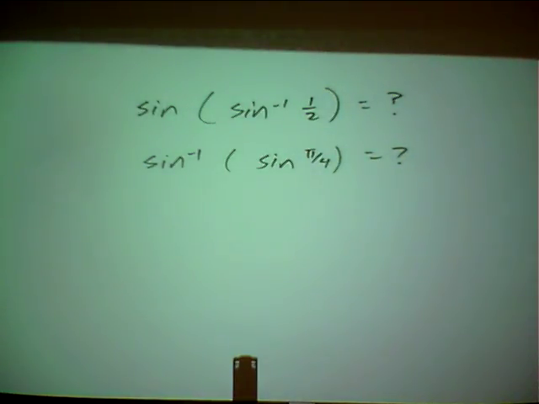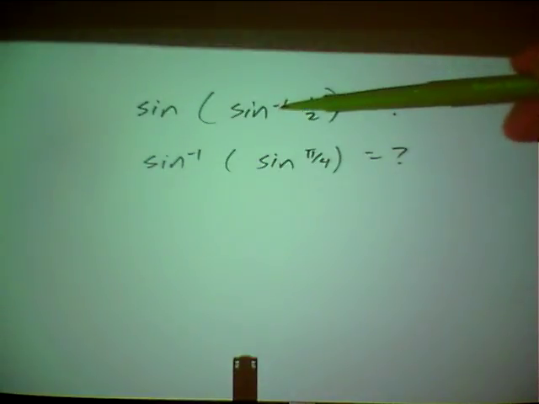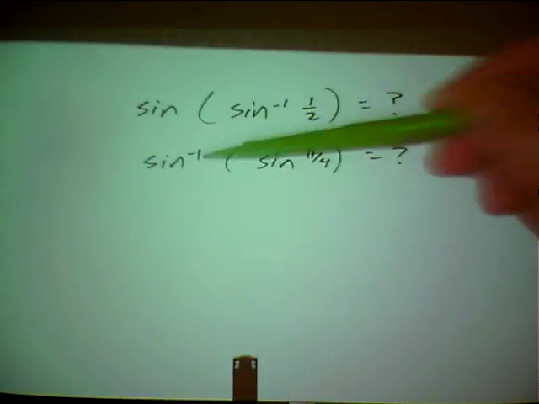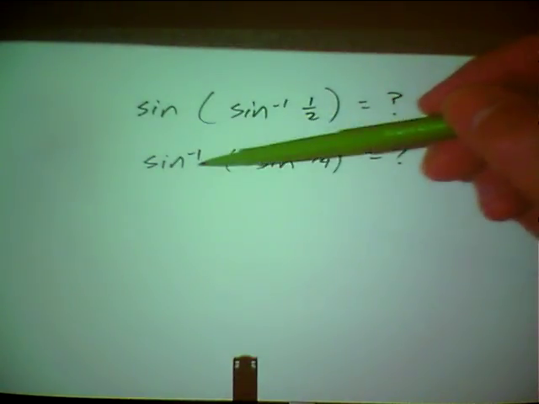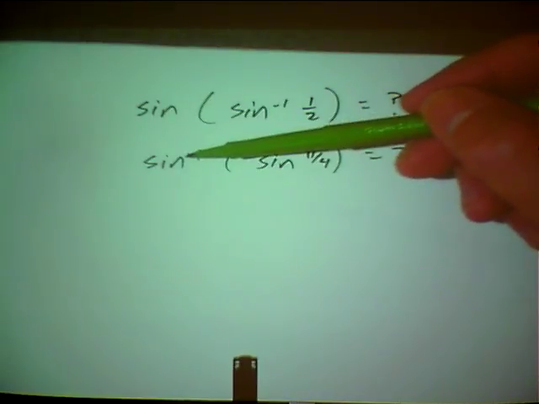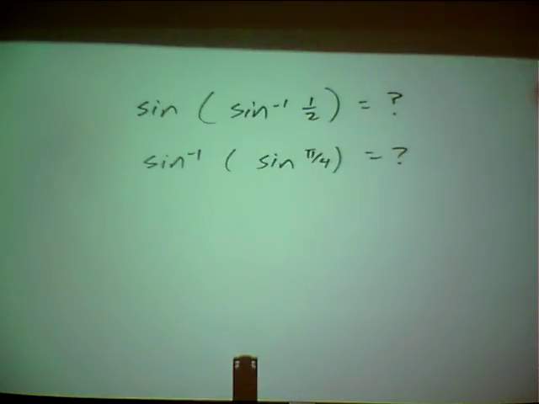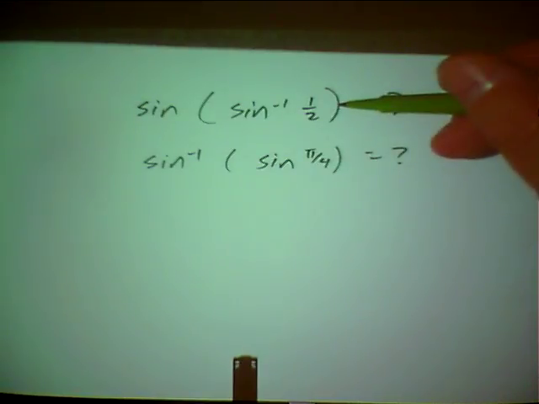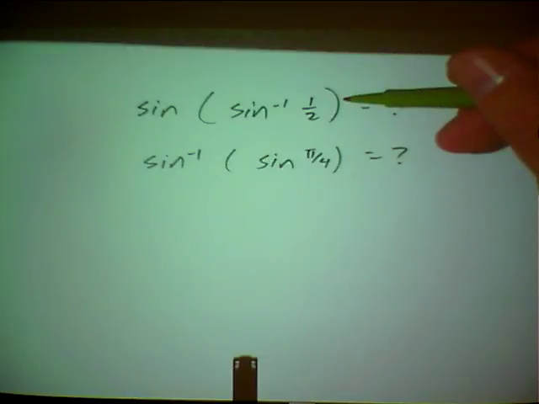We would need to be able to solve both of these kinds of problems. The first one, you take the sine function first and then the inverse sine function's inside. But then at other times, you have the inverse sine function first and then the sine function is inside. Now, under certain conditions, these problems become very easy to solve.